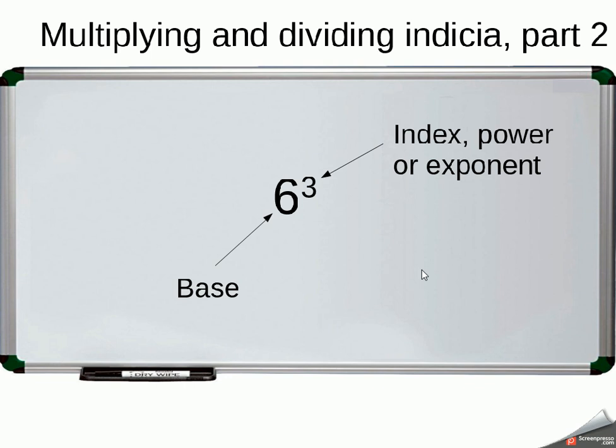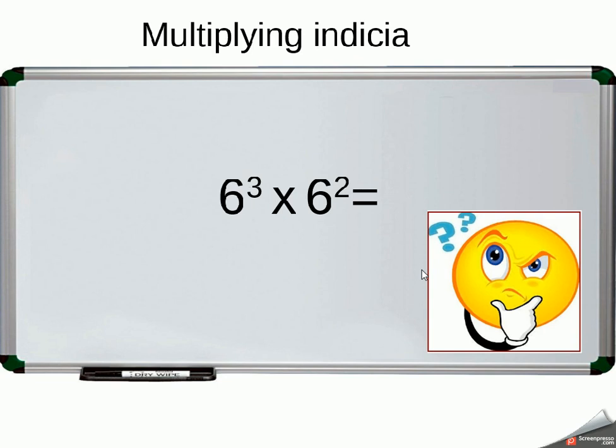Now we're going to finish off the multiplying and dividing. What happens then when, last time we looked at it, we saw that the bases could be different, but the powers had to be the same. So what do we do when the bases are the same, but the powers are different?